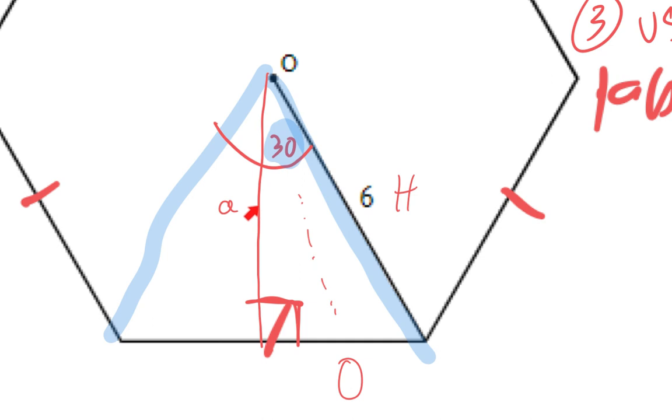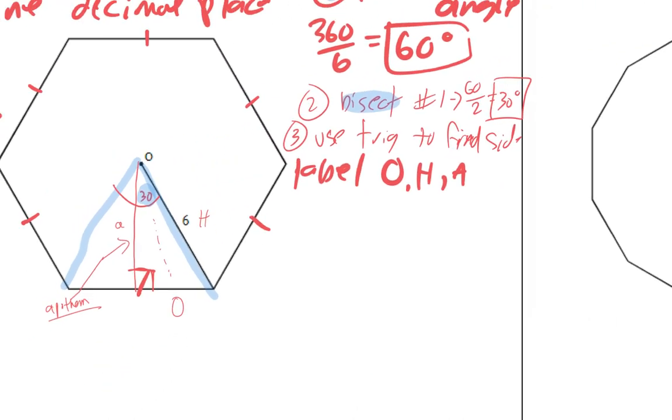Now, this adjacent side is also the apothem. That's the apothem. Just something to keep in mind: that adjacent side is always going to be the apothem. All right, so now that we have those labeled, let's use our trig. This is higher level, but you got this.